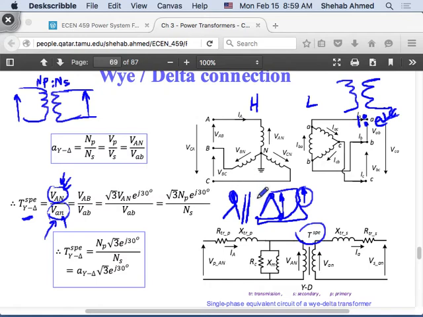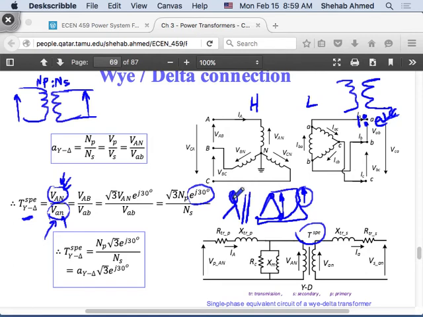So I would like to know what the relationship between these two quantities is. The relationship between the two quantities is a phase shift that we derived before, right? There is a phase shift between the quantities that we derived before, and that is 30 degrees. What is leading? The primary is leading by 30 degrees, right?